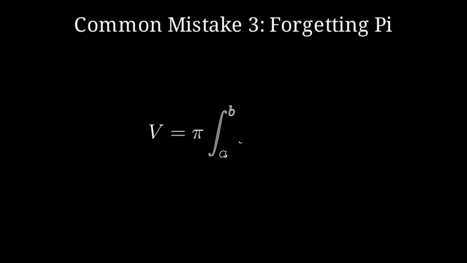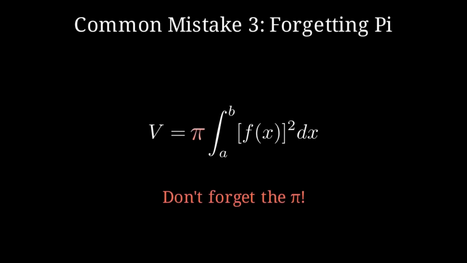It sounds simple, but many students forget to include pi in their final answer. Since we are summing circular cross-sections, pi is a constant multiplier for the entire volume. Always write it outside the integral at the start so you don't lose it during the calculation.